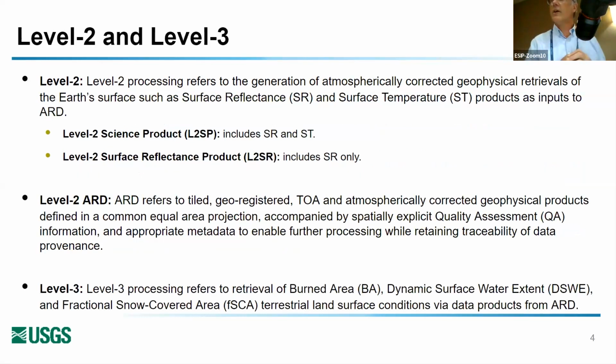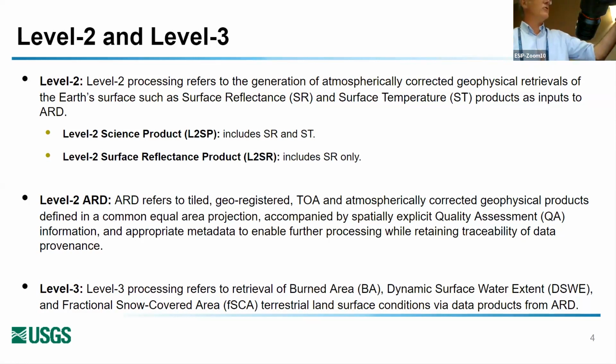Level 2 gets a little squirrelier. Level 2, we really mean land surface temperature and land surface reflectance. So these are atmospherically corrected. The way we package is a little bit different than some other providers. We don't have independent surface temperature and surface reflectance data sets. They're all together in one data set. There are cases where we cannot produce a surface temperature retrieval where we can produce surface reflectance.